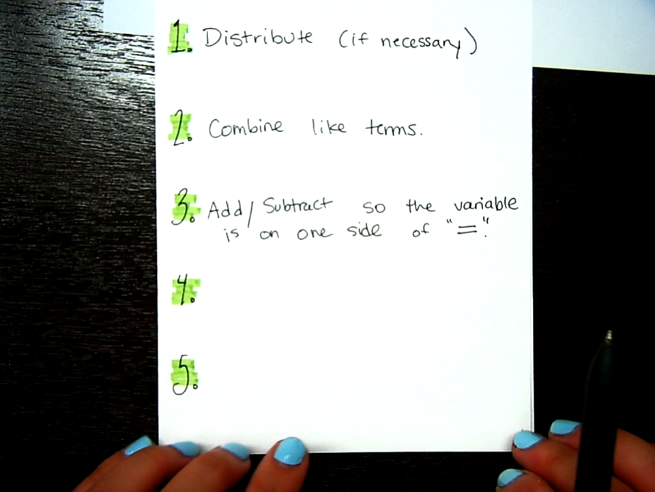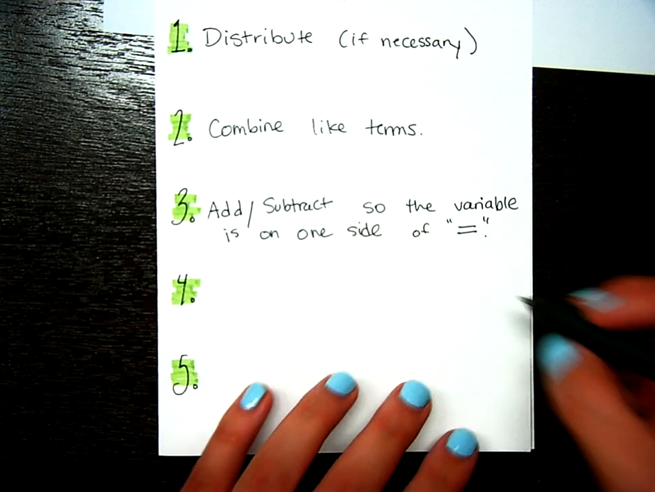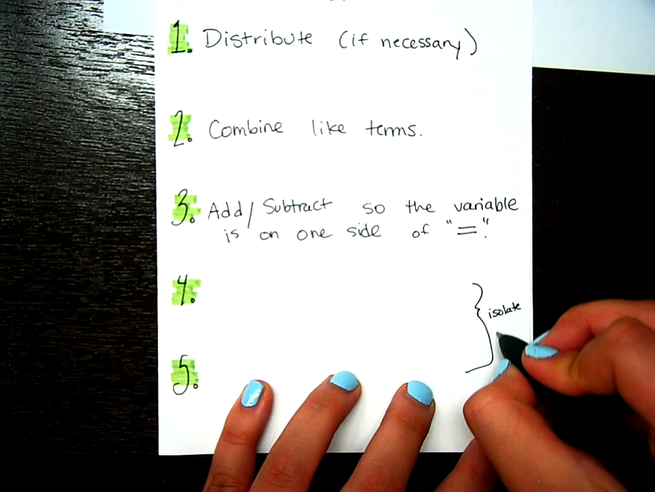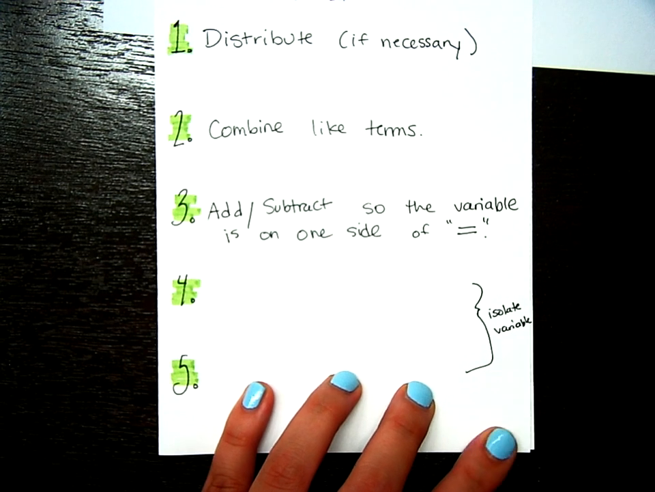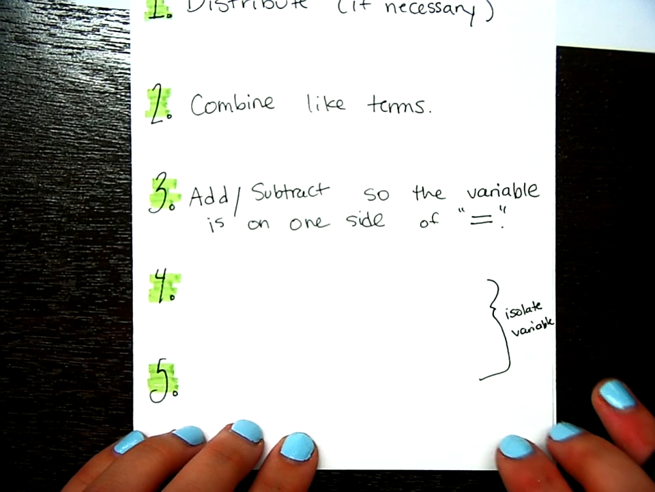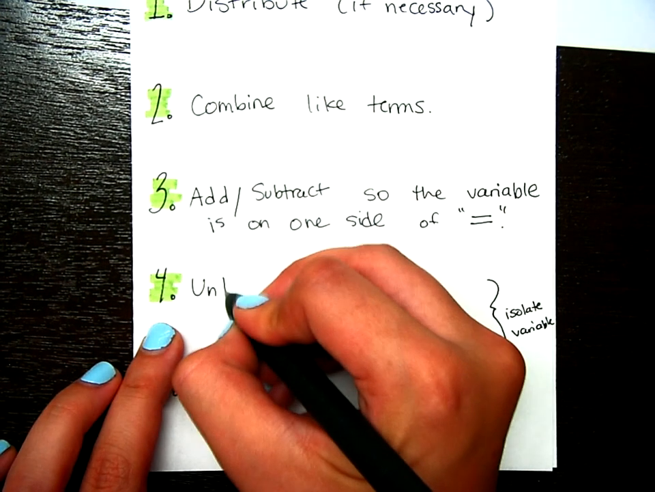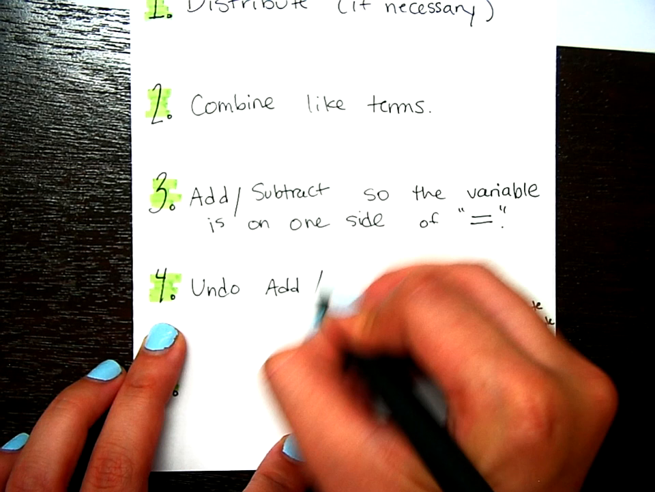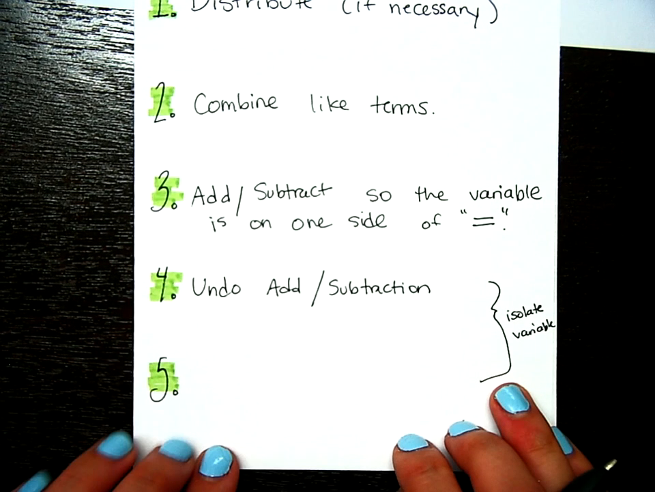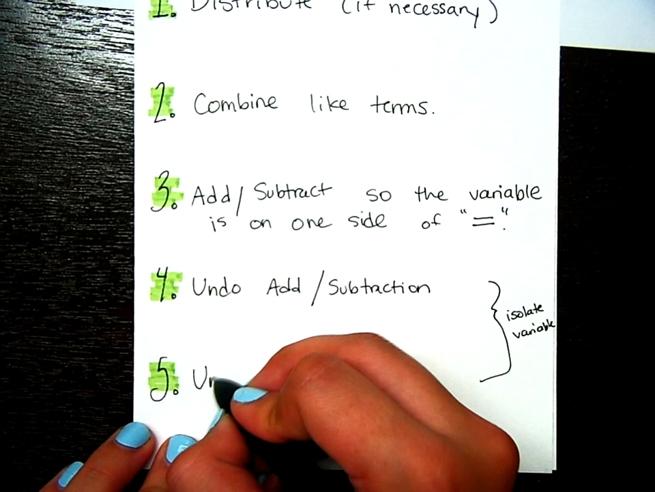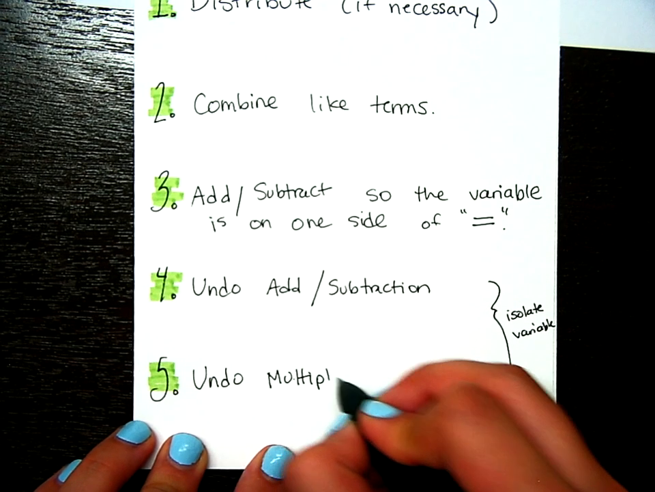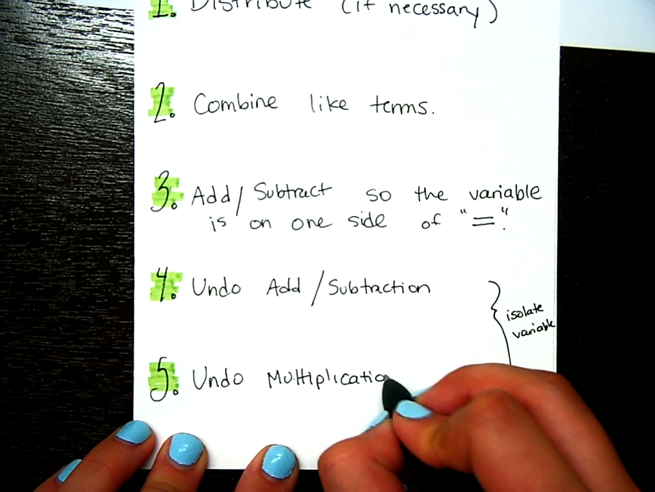Okay, step 4. These 2 steps are going to be for isolating the variable. Isolate, and that really just means solve for the variable, okay? So the first thing you're going to do is undo any addition or subtraction. And then after that's all done, the last step you should be doing is undoing any multiplication and division.